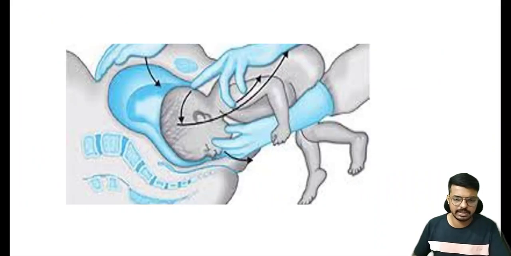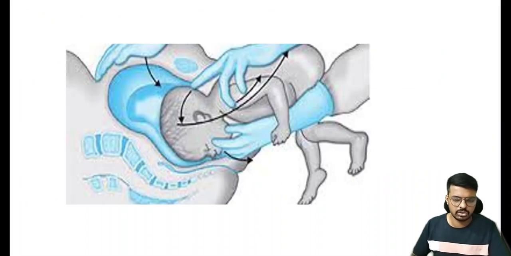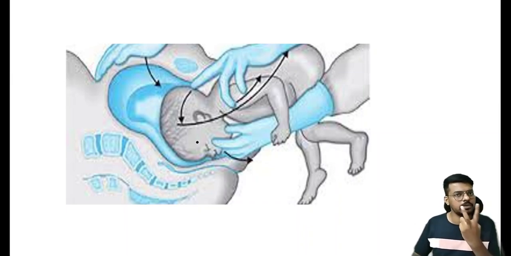So let me clear this one. The Mauriceau Smellie Veit technique, or we can say the jaw flexion and shoulder traction. Look at this one. The first hand is here on the malar region. These are our malar bones, or we can say the maxilla. Here, two fingers from the posterior vaginal wall will come here.